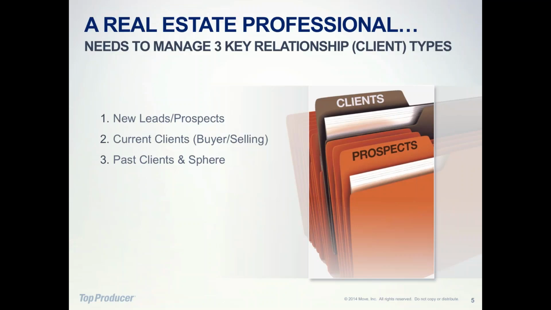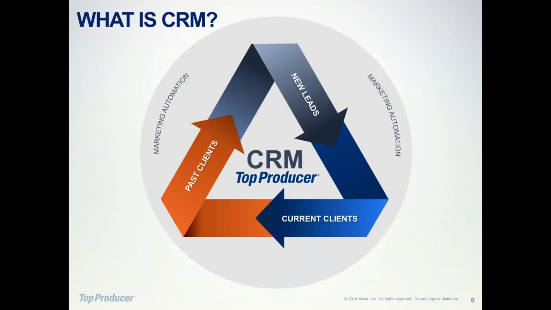So at the core, what we try to do here at Top Producer is we understand that each one of you is managing 3 key relationship types at all times. Generating new relationships with leads and prospects. Managing current clients, those that are in the active buy and sell stage. And then trying to maintain relationships long-term with past clients in your sphere. And that is what a CRM is all about.